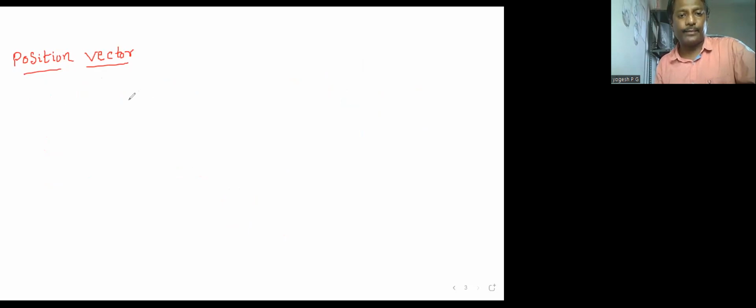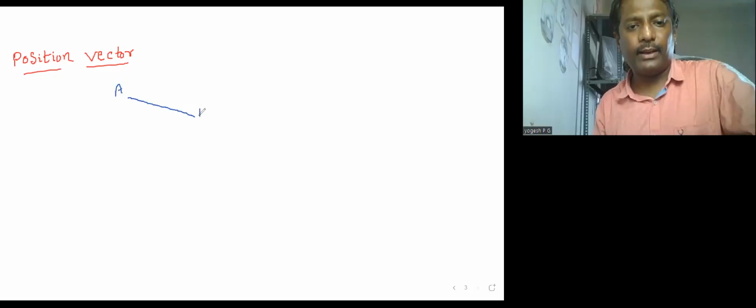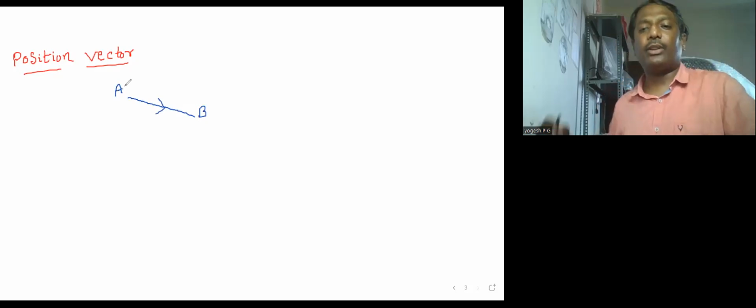Now, let me take a very important concept, students. That is the position vector. What is a position vector? Suppose I consider, let us say, this is the AB vector. Can you tell me the initial point?